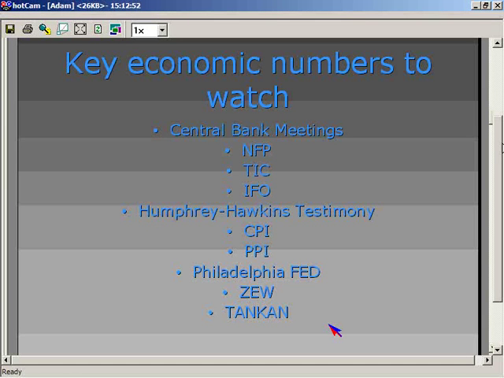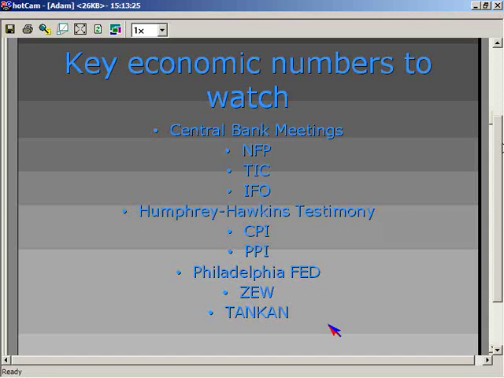Now, what are the key economic numbers to watch? You should see the key economic numbers to watch PowerPoint slide in front of you. The number one, in my opinion, are the central bank meetings. The Federal Reserve meets every 6 weeks or so. The European Central Bank and Bank of England meet more or less every month or so on a monthly basis. They decide interest rates. They determine interest rates. The market moves again in expectation.